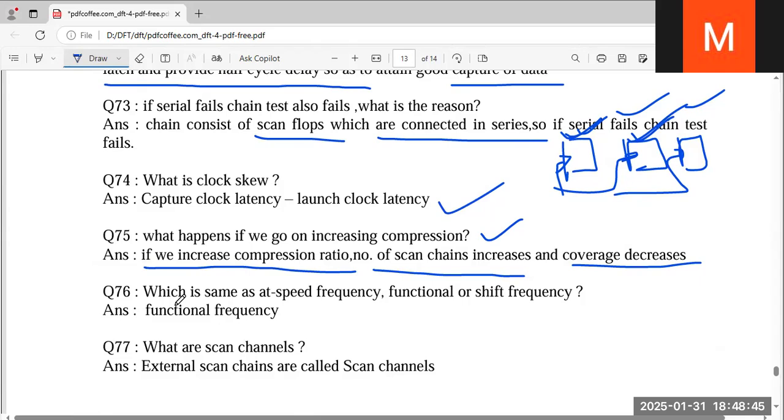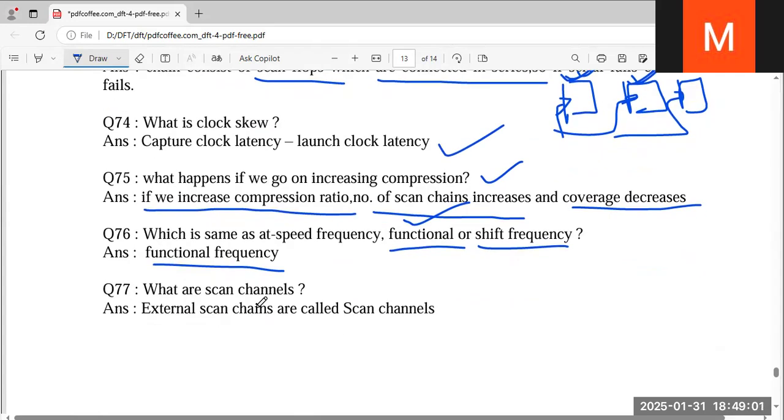Next question is, which is the same as at-speed frequency: functional frequency or shift frequency? At-speed frequency is the functional frequency.